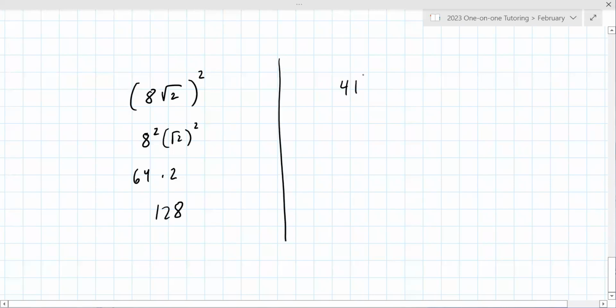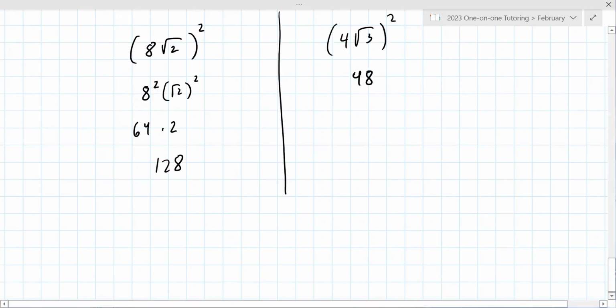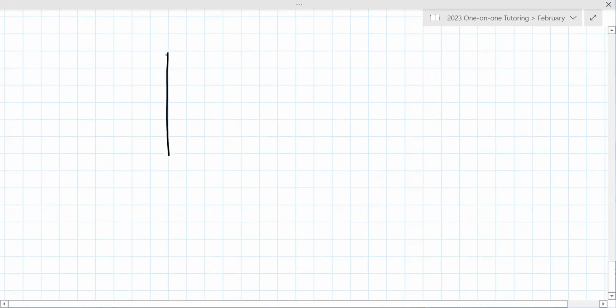Okay. Let's have you try one here. Do this one for me on the right. 4 squared, 3 squared, no, 3. 16 times 3, 48. Yes, 48. Okay. Let's try one more of these problems here. See if you've got it.